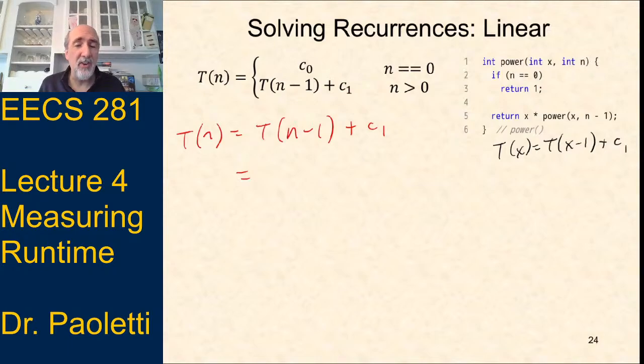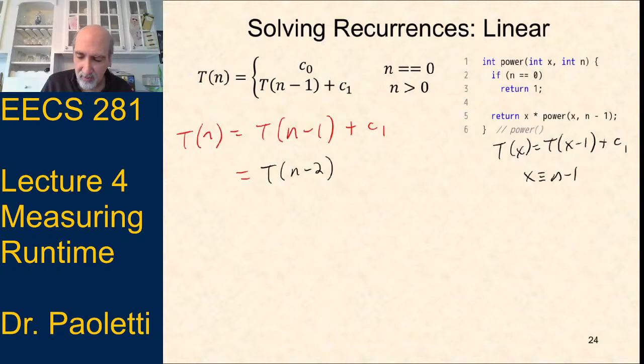What I'm going to do is take n minus 1 and substitute it in for x. I'm going to say, well, what if x was equal to n minus 1? Well, if x was equal to n minus 1, then x minus 1 is the same as n minus 1 minus 1. So that's n minus 2. Let's write it once as n minus 1 minus 1.